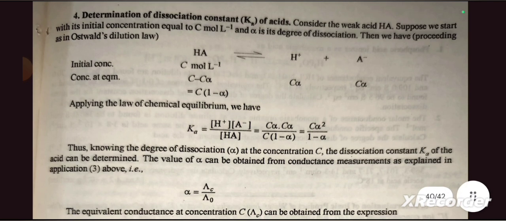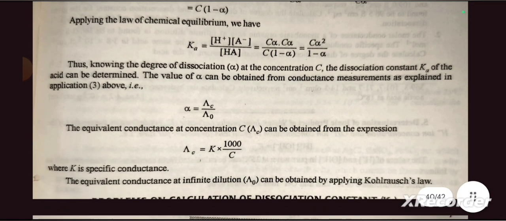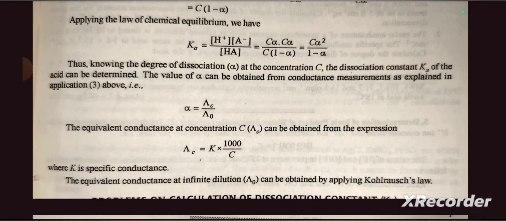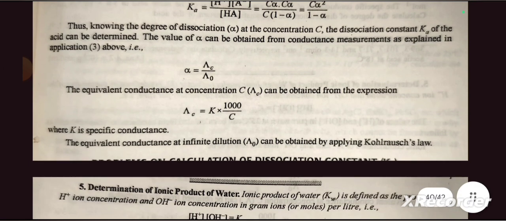Considering the weak acid HA, suppose we start with its initial concentration equal to C mole per liter and alpha is the degree of dissociation. Then we have HA gives H positive plus A negative, initial concentration C mole per liter, concentration at equilibrium C minus C alpha, that is C into 1 minus alpha. Applying the law of chemical equilibrium, we have Ka is equal to [H positive][A negative] divided by [HA], which is C alpha into C alpha divided by C into 1 minus alpha, that is C alpha square divided by 1 minus alpha.